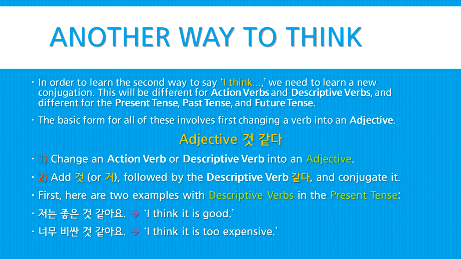So here's how it works. You'll change an action verb or a descriptive verb into an adjective. Then you'll add 것, or just 거, followed by the descriptive verb 같다, and conjugate it. First, here are just two examples with descriptive verbs in the present tense. 저는 좋은 것 같아요. I think it is good. 너무 비싼 것 같아요. I think it is too expensive.